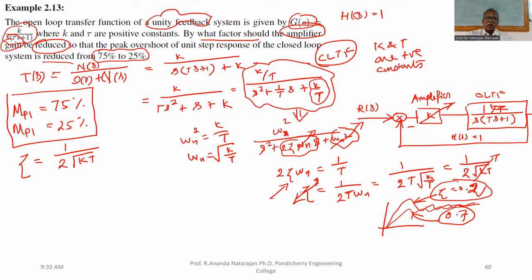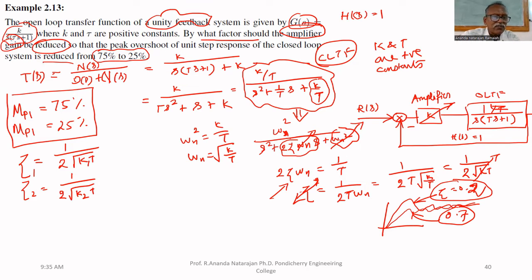Now we'll find zeta 1 equal to 1 upon 2 root k1 t. Can I say like that? Because there is no change in t, only K is varied. Zeta 2 equal to what? 1 by 2 square root of k2 t. Two different K's. We have to find the relation between k1 and k2.